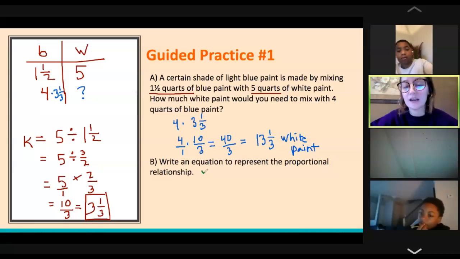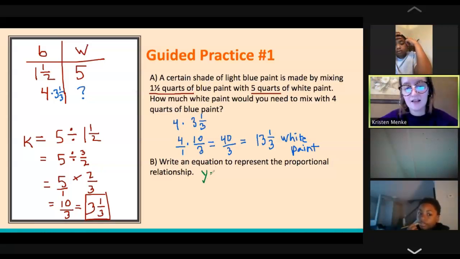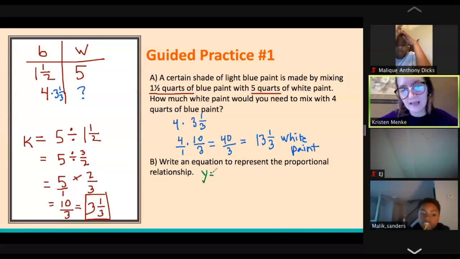Just tell me, what's our generic equation for a proportional relationship? Oh, okay. Our generic equation is y equals k times x. Yeah, perfect. Y equals k times x.